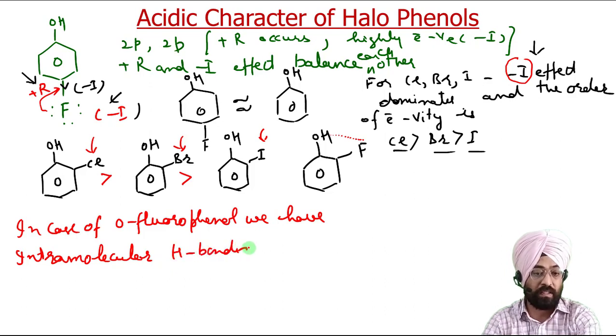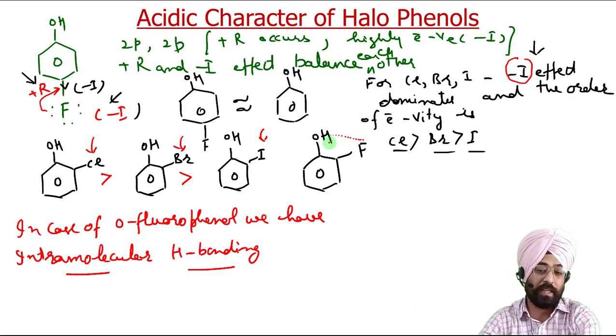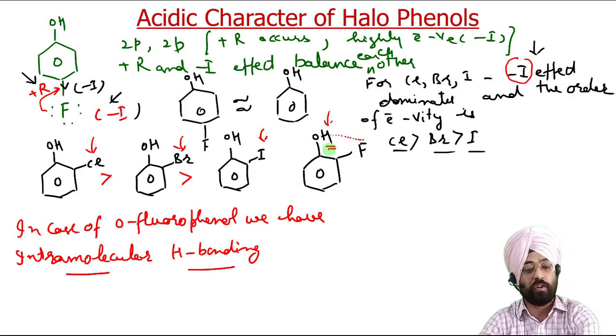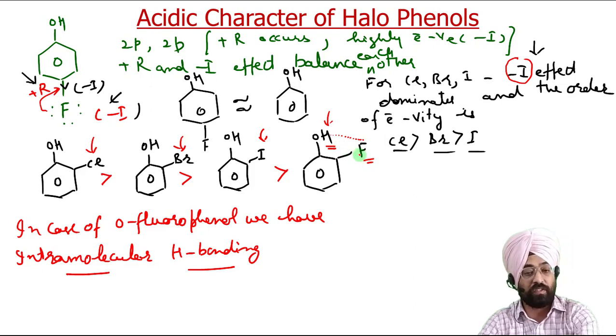So due to this intramolecular hydrogen bonding, which we have already discussed in our previous lecture for orthonitrophenol, it will hinder the removal of this proton. Because of this, it is least acidic. Another reason is that in the case of fluorobenzene, we also have a plus R effect, which will decrease the acidity. So combining these two factors, intramolecular hydrogen bonding and the plus R and minus I effect of fluorine, the orthofluorophenols are least acidic.